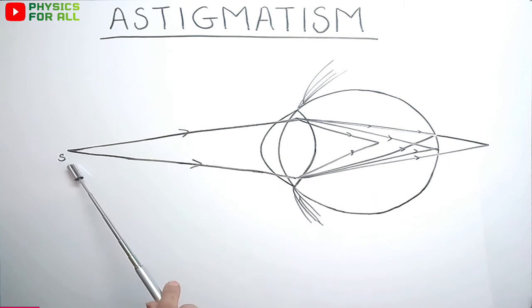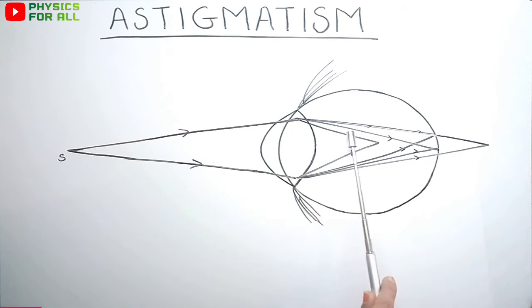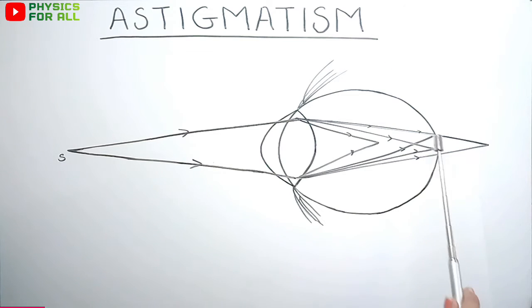Though there is just one object and light rays are coming from just that particular object, they are getting converged at multiple points, and that point can be anywhere. It can be on the retina, but also in front, at the back, or on other parts of the eyeball. So this would lead to blurred vision.